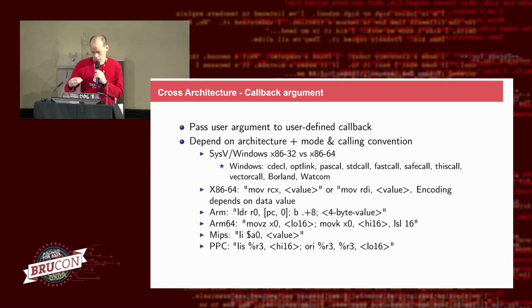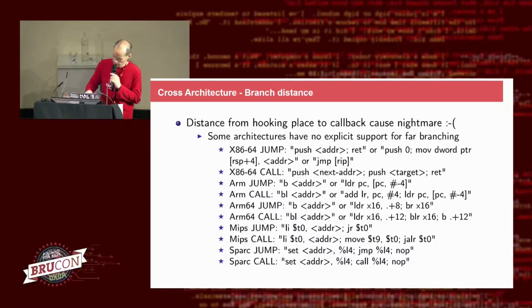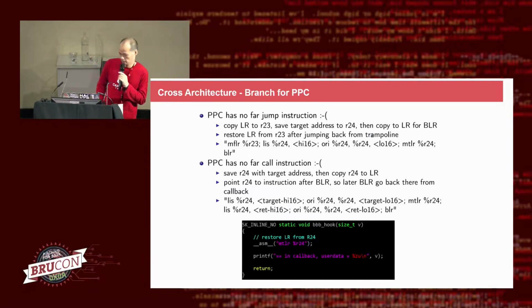So here's how to support calling callbacks on all CPUs. Different CPUs have different ways to call the callback, to insert elements into the stack, for example. Some CPUs are very weird, like PowerPC, and it gets complicated to support the branch from the original instruction to the trampoline buffer. So we had some tricks to support PowerPC, for example.